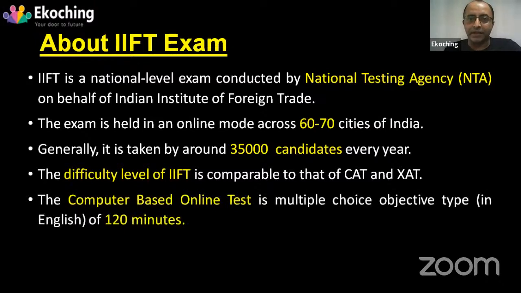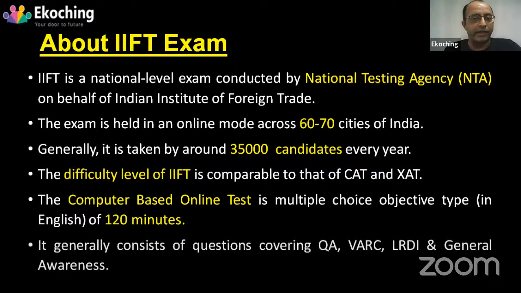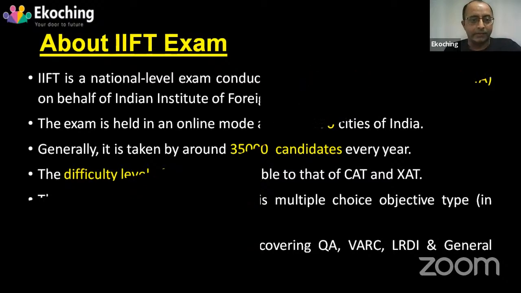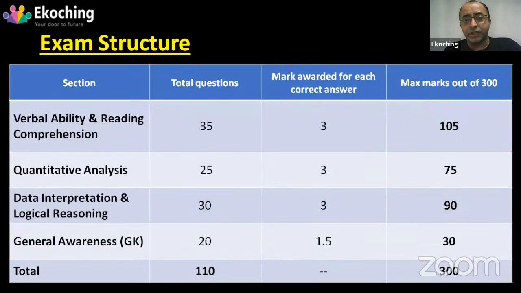The exam is conducted as an online computer based examination, ये 120 minutes 2 hours का test होगा, right? Which will be covering as usual quant, verbal, reasoning, and the 4th section is general awareness. Majorly इसका exam structure में देखेंगे तो verbal ability has 35 questions carrying 3 for correct and for incorrect it will be -1. 1/3 negative marking होगा. So total 105 marks for verbal section.